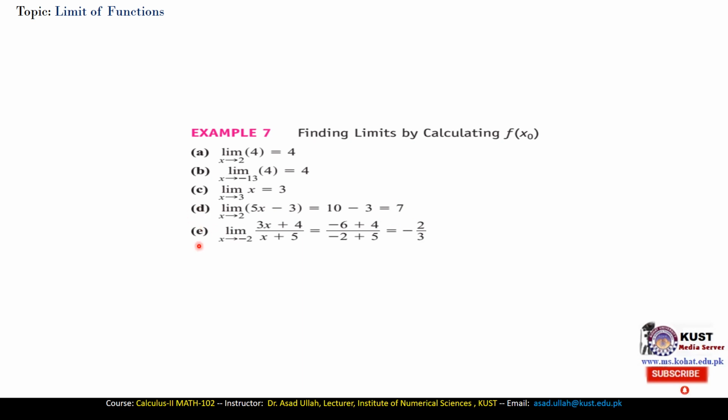In part E, the limit as x tends to −2, that is a rational function (3x + 4)/(x + 5), which is defined at x = −2. So using the direct substitution property, using this x = −2 in this rational function, we get −2/3.